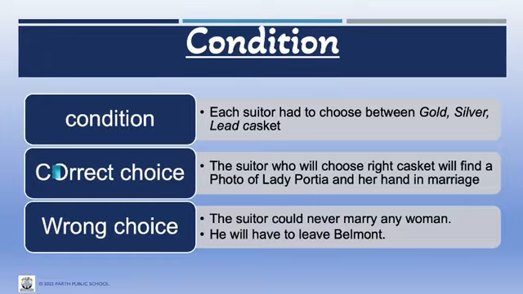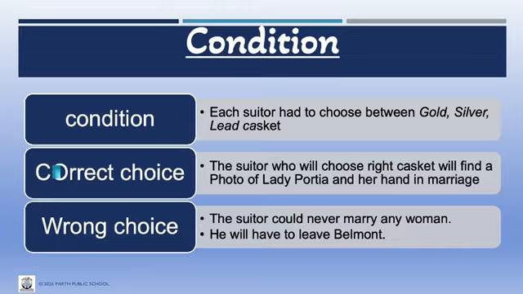So here comes the condition. Each suitor had to choose between a gold, a lead, and a silver casket. The 3 caskets were made of gold, silver, and lead. Upon choosing the right casket, the suitor will find a portrait of Lady Portia, and he will also get Lady Portia as his wife.